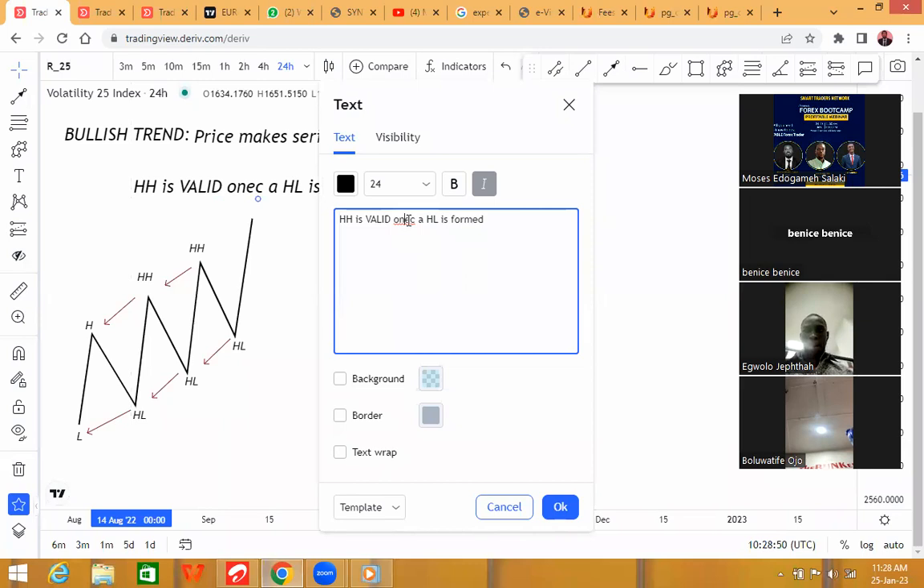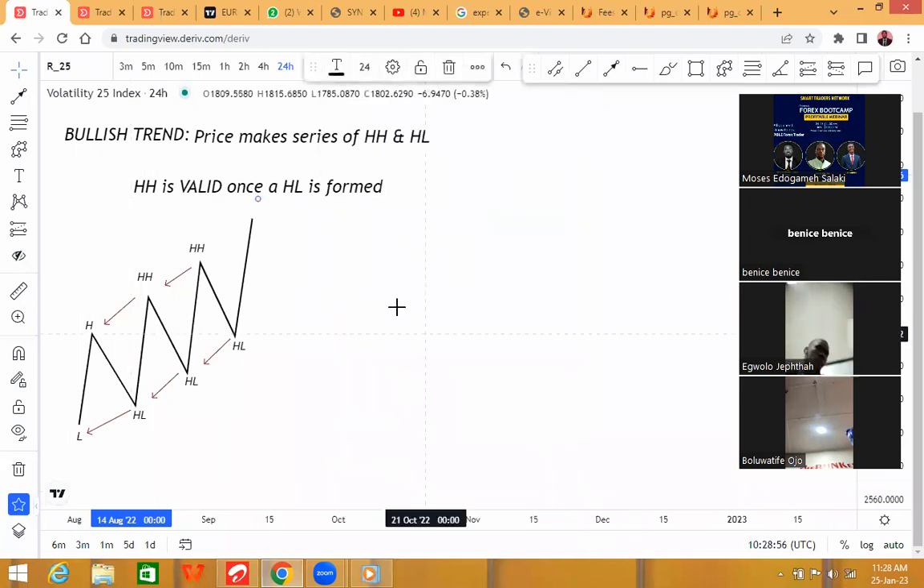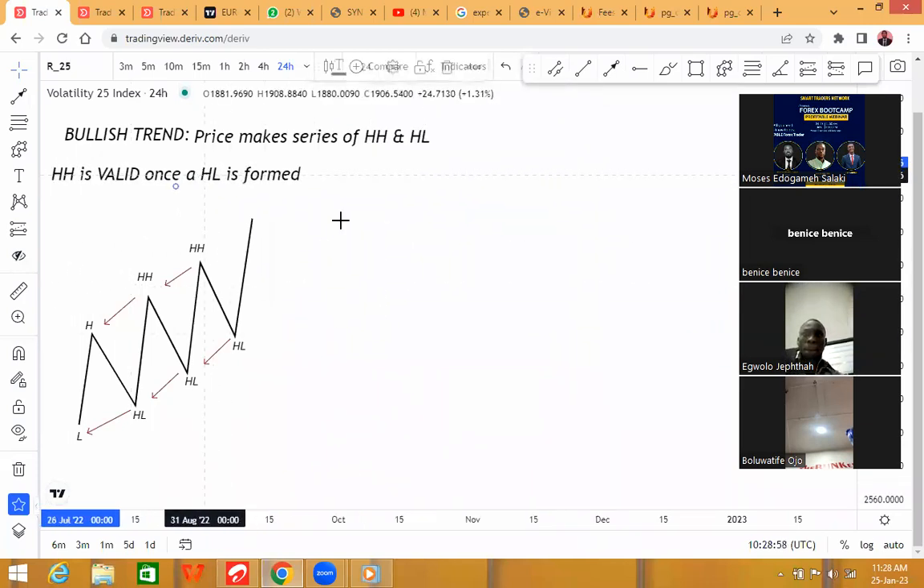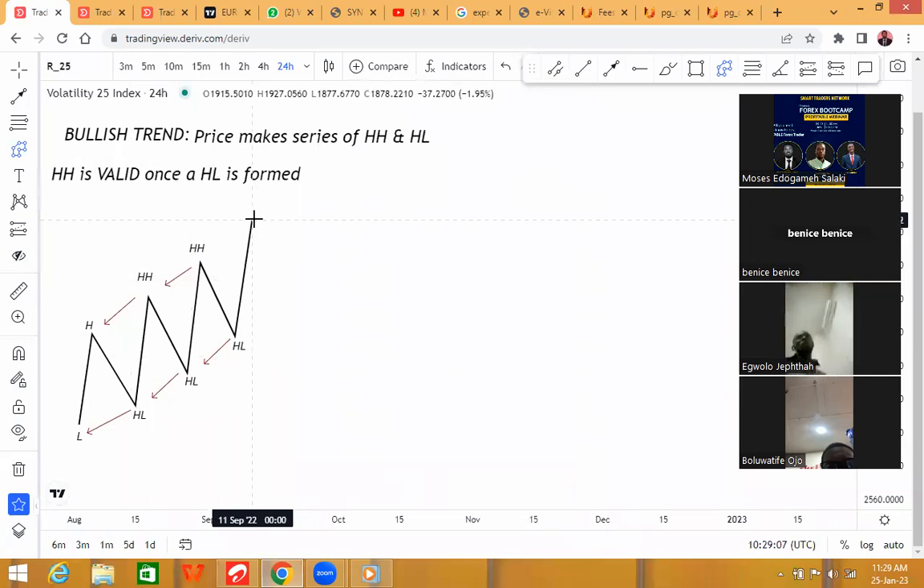I will explain. Once price makes a higher low, that is when a higher high is valid. All right, look at this. Price was here, traded down, or price is here, now this is a higher high. And then this is going to be valid until price comes to give you a low around this region. Until a low is formed, this high is not valid.